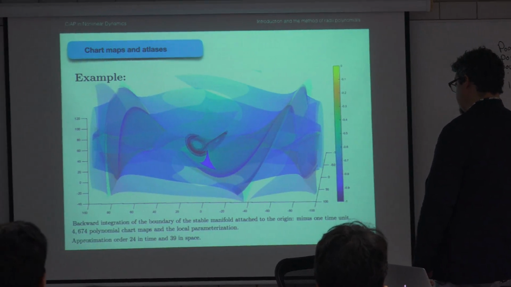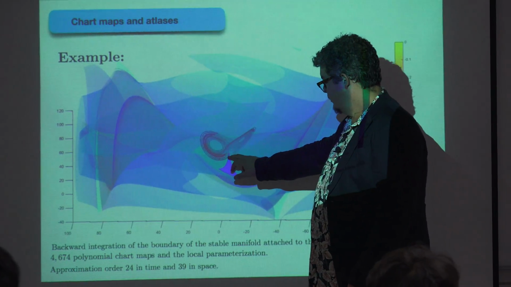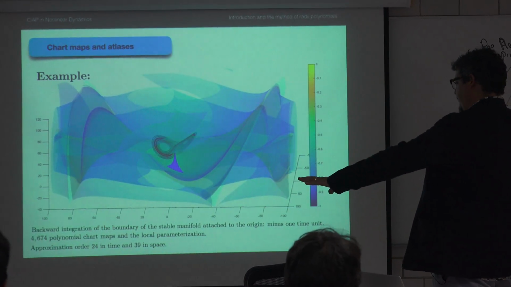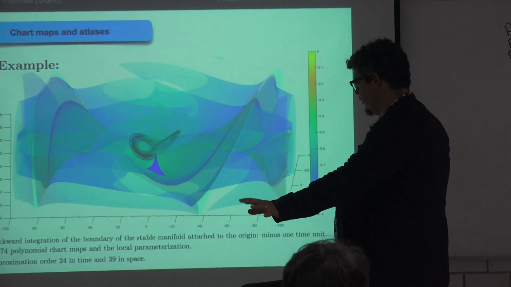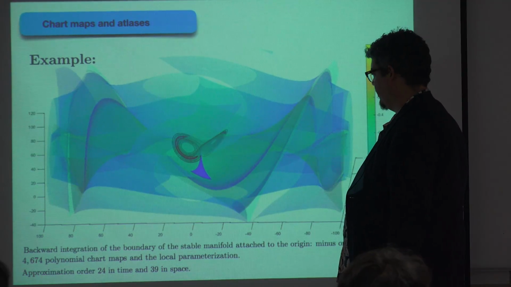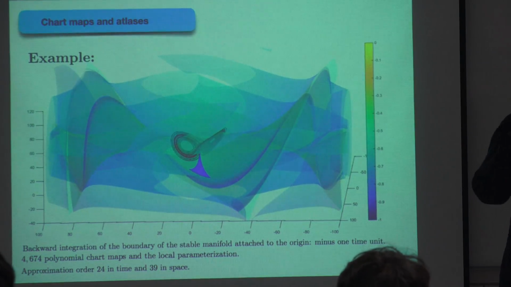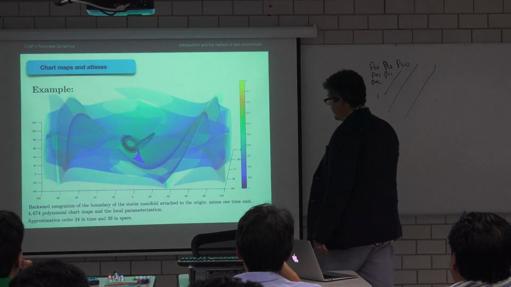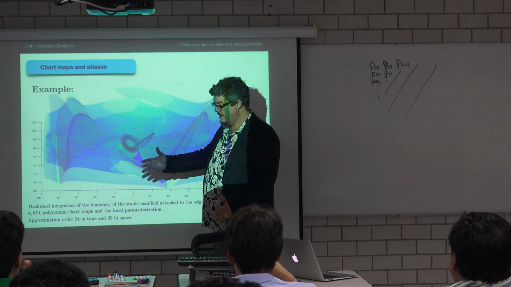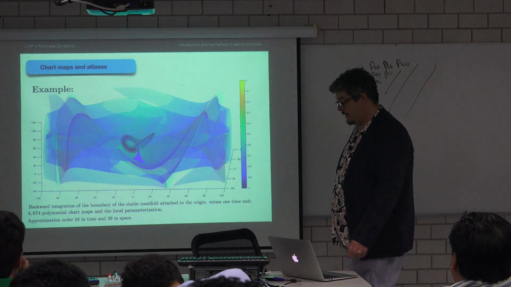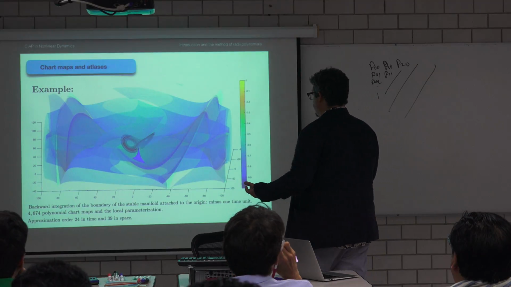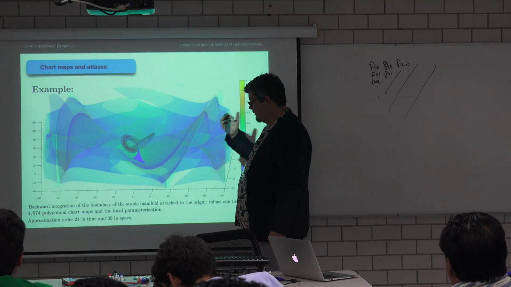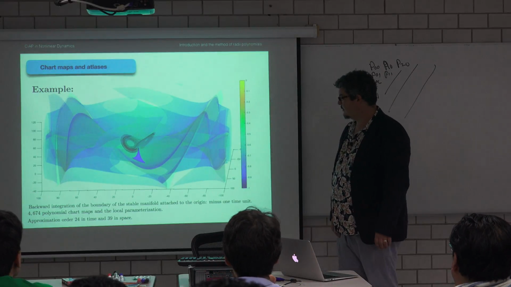So here's advecting the stable manifold I showed you a little earlier for one time unit in backward time. This is about 5,000 polynomial charts, each order 24 in time, 39 in space, which is again a little arbitrary. But you can grow these things, you can get far away from the equilibrium. So the local parameterization is some disk near the equilibrium. It's not always that exciting, but you start to grow this thing, and of course, it can get very complicated. The point of this picture is that the surface that you're seeing is a manifold, piecewise parameterized by 4,600 different polynomial charts, right?